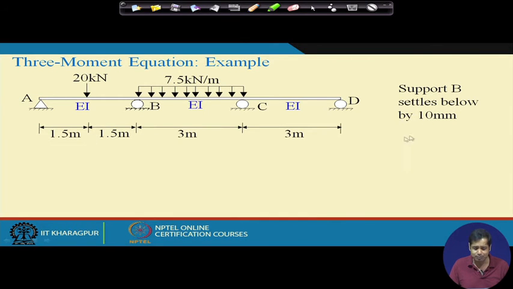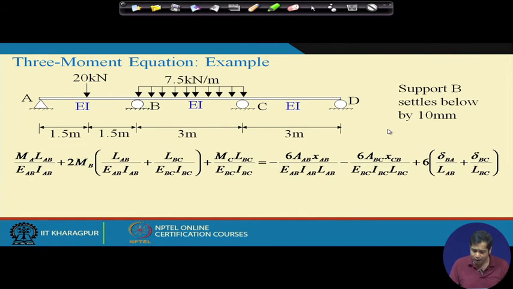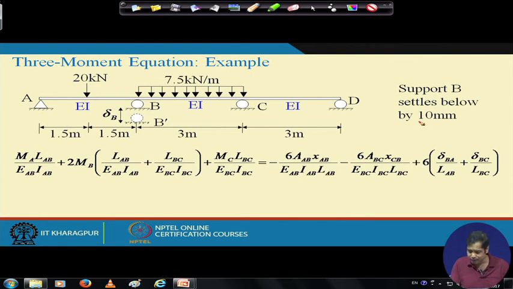The support B settles below by 10 mm. So, if the support B is settled below by 10 mm, and the point B goes to B dash, and this distance is delta B, then this delta B is 10 mm.